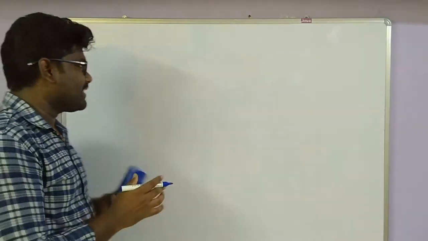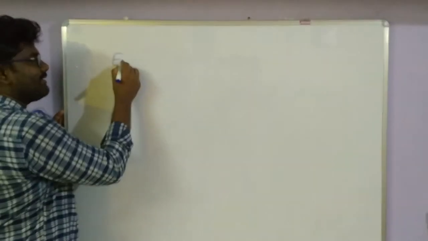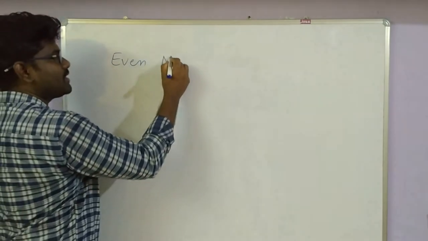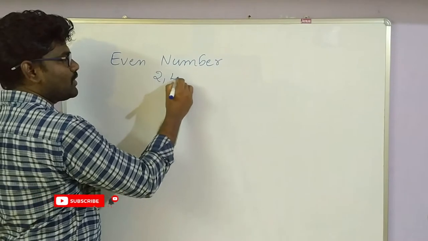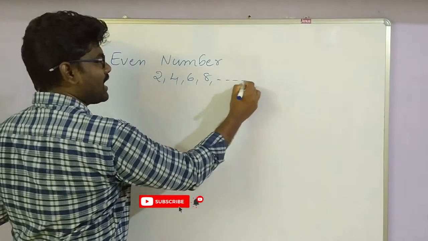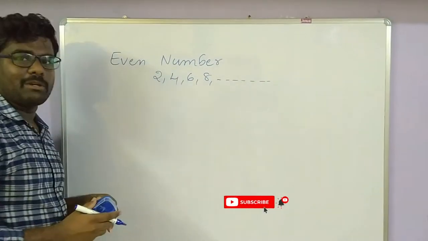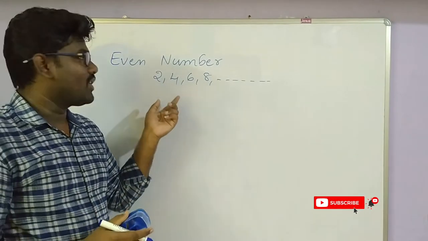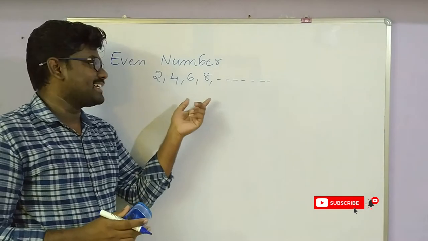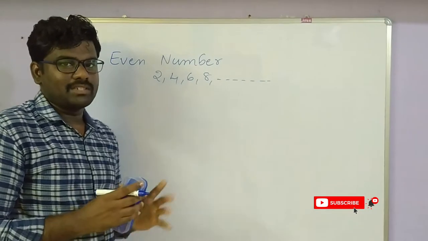Even number, what is an even number? We already know what even numbers are: 2, 4, 6, 8 and so on. The numbers which are completely divisible by 2, those numbers we call even numbers. Here 2, 4, 6, 8 and so on, those are all even numbers.